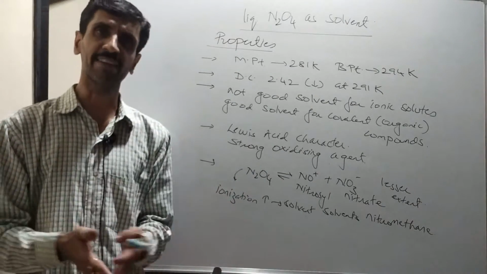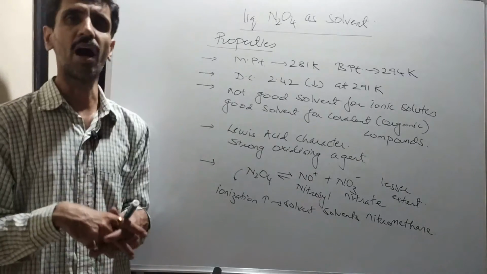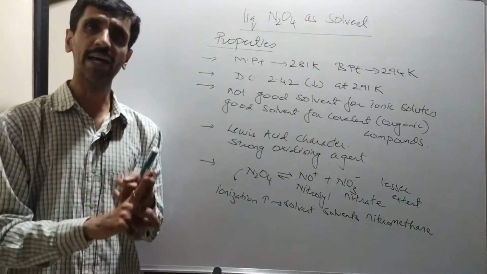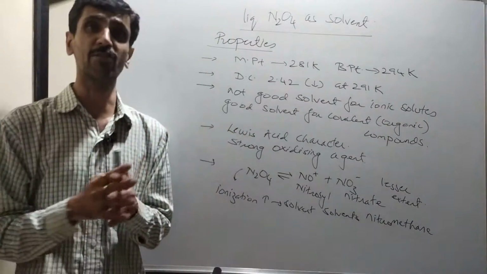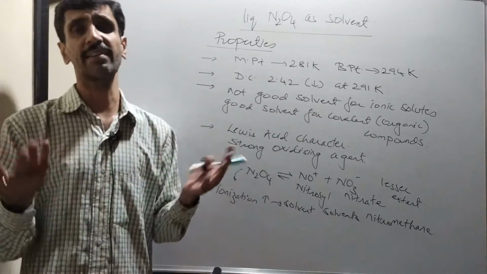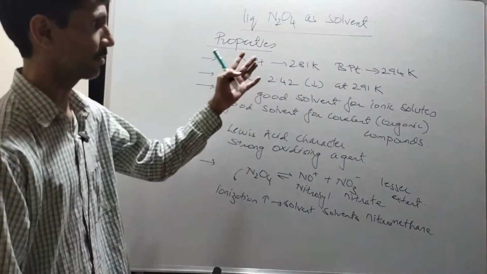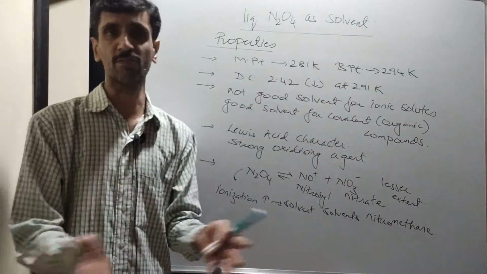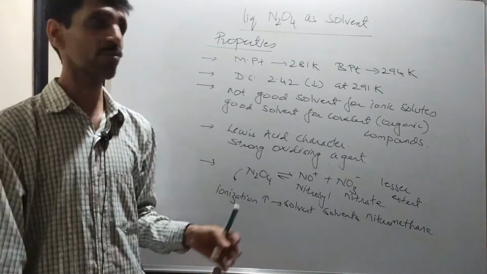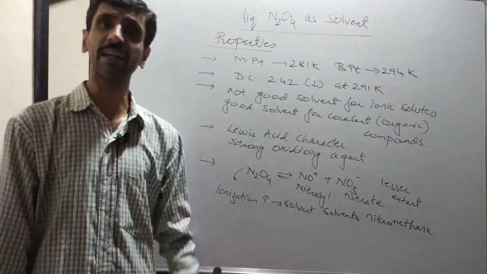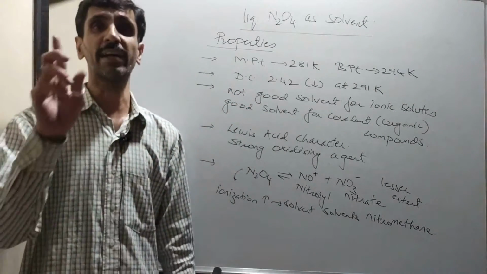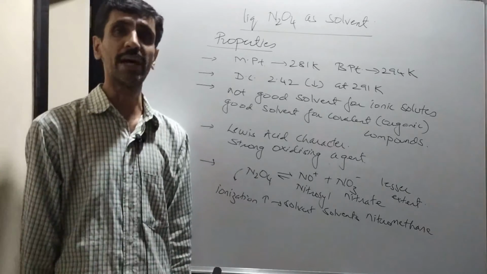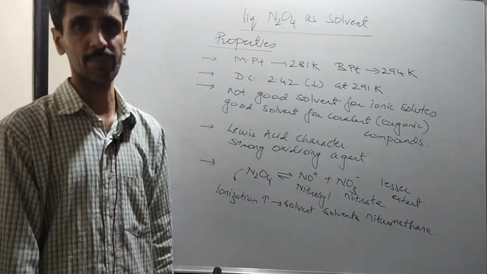So this is, my dear friends, about the properties of N2O4. Number 1 is its melting point and boiling point is quite convenient. If you can see the temperature over here, 273 Kelvin is 0 degrees Celsius. So it's somewhere between 281 to 294 Kelvin. So that's going to be very convenient. Next one is we say its dielectric constant is very less. It is only 2.42, and therefore it's not a good solvent for ionic solutes. But yes, it's a good one for organic non-polar compounds.